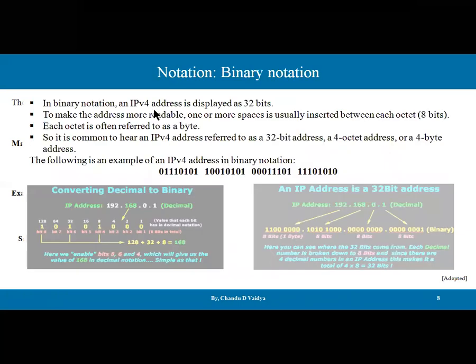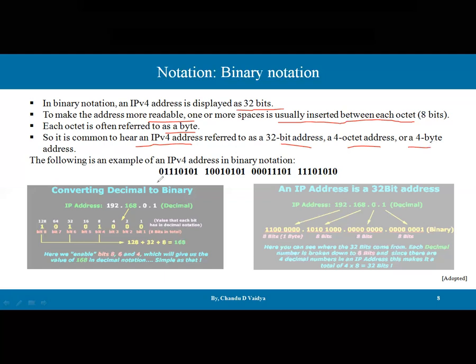Now let's take them one by one. The first is binary notation. Binary notation is going to be very useful with IP addresses. In binary notation, IP version 4 is displayed as 32 bits. Whatever the 4 octets we have, each of which is 8 bits, so that will be 32 bits. To make the address more readable, one or more spaces is usually inserted between each octet, 8 bits. Each octet is often referred to as a byte, as we already discussed. So it is common to hear an IP version 4 address referred to as 32 bit, that is 4 octets, or 4 bytes.